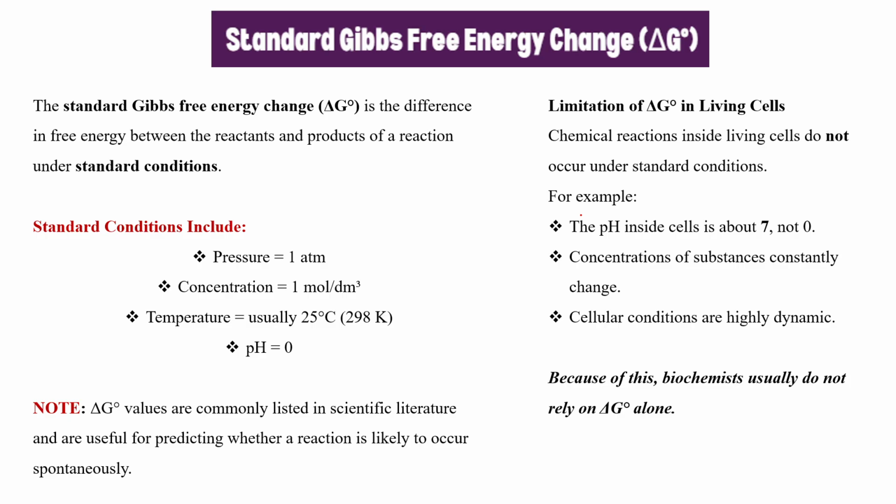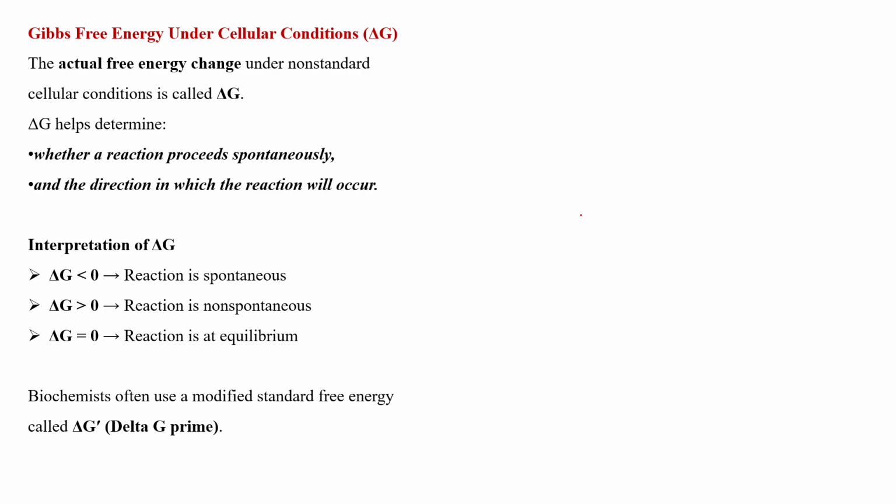The last one is that cellular conditions are highly dynamic. They change a lot. You can't have them being stagnant like the standard conditions are saying. So because of this, biochemists usually do not rely on the standard Gibbs free energy alone. They rather rely on the delta as well. So that's what we are moving to: the Gibbs free energy under cellular conditions, which is the Gibbs free energy delta. The actual free energy change under non-standard cellular conditions is what we refer to as the Gibbs free energy delta.